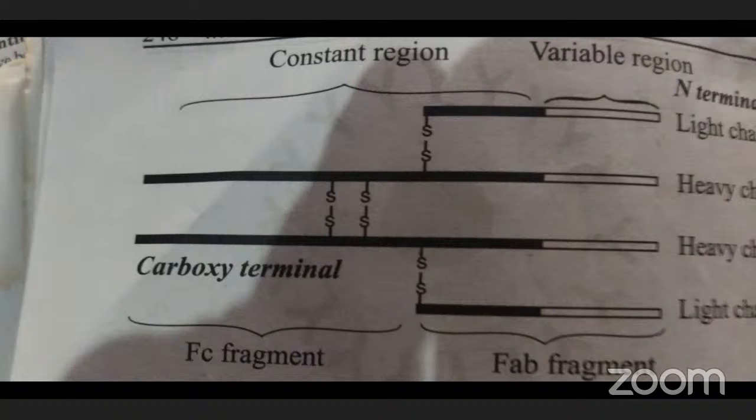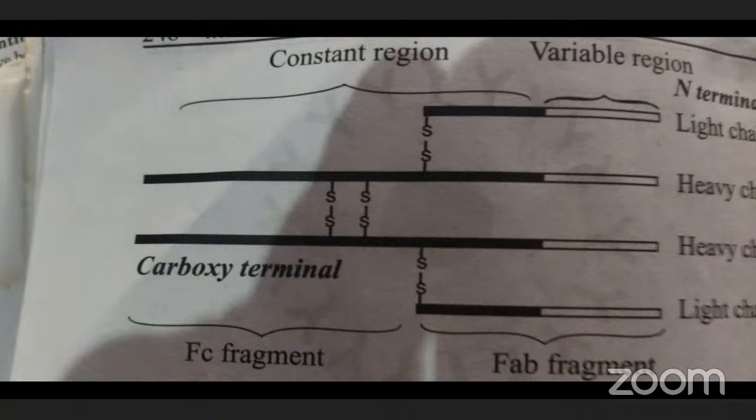It is located at the base of the stalk, like this. The constant region is formed of both light chains and heavy chains. This is the constant region having the heavy chains and light chains.